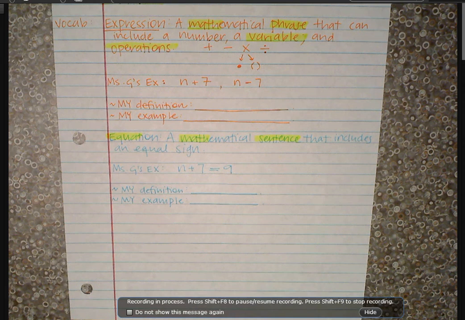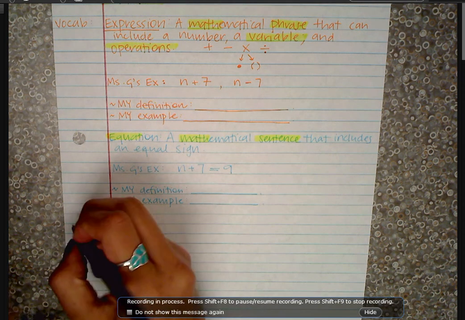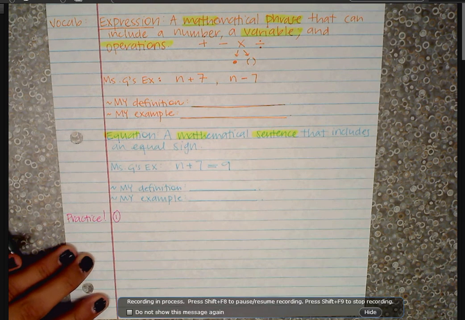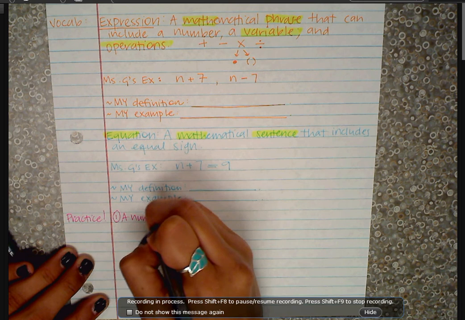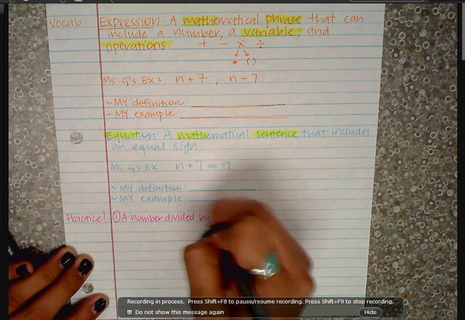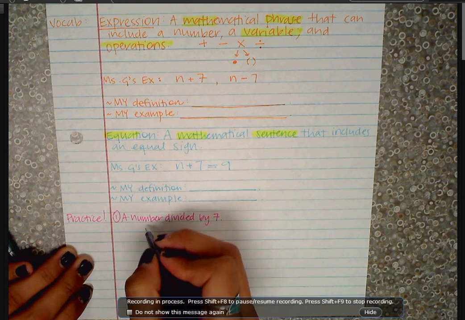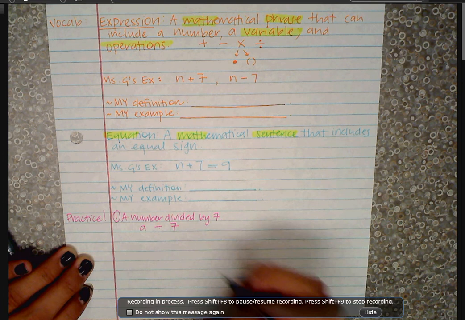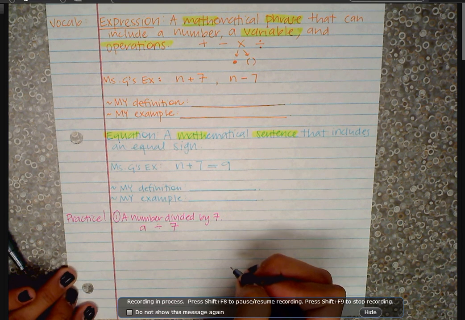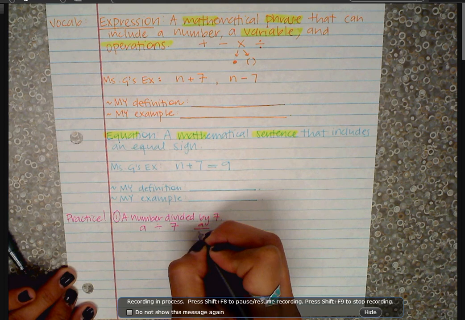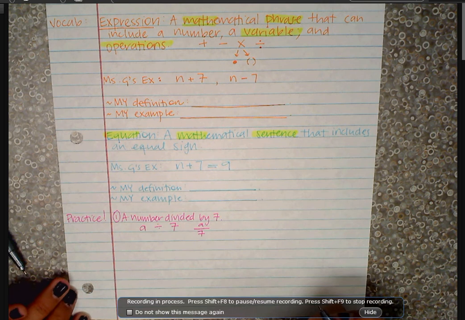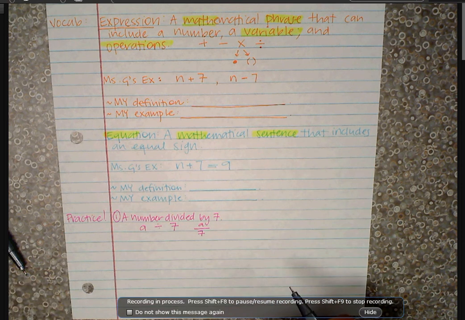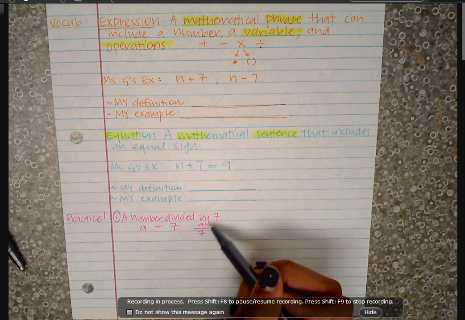Okay, now let's go ahead and go to some examples, some practice. Okay, so number 1, a number divided by 7. So we don't know what that number is, so we're going to put a variable in its place, divided by 7. Just like that. Or it can look like a fraction, with the variable as your numerator, the fraction bar, which means divided by, and 7 is the denominator. 7 is the denominator because it's down, and the numerator is on top.